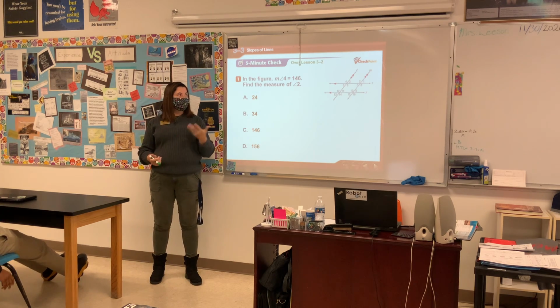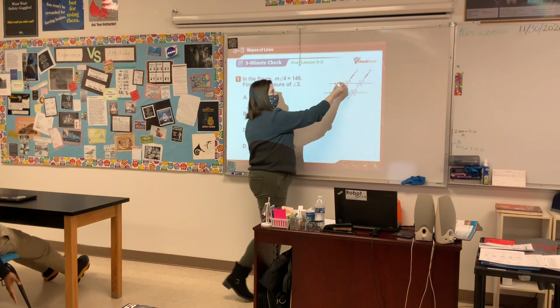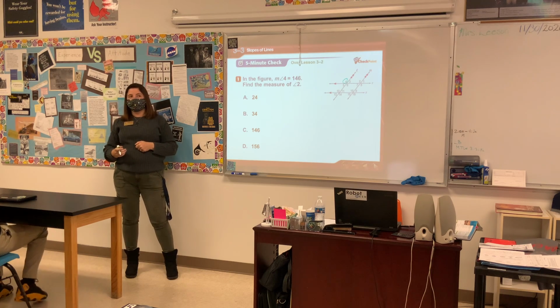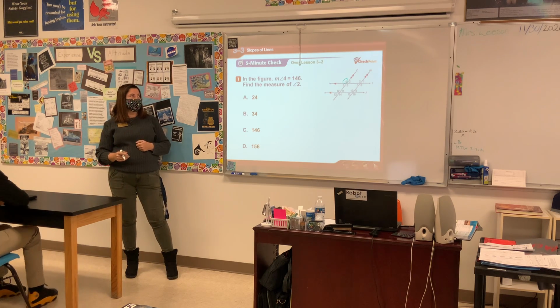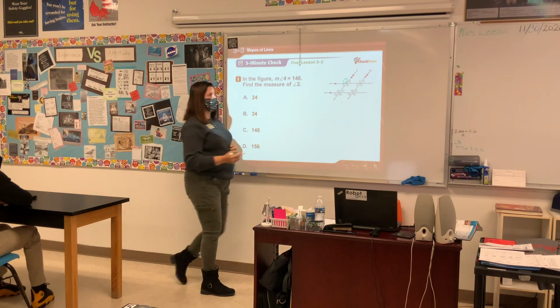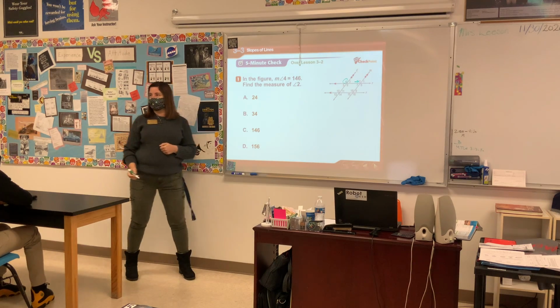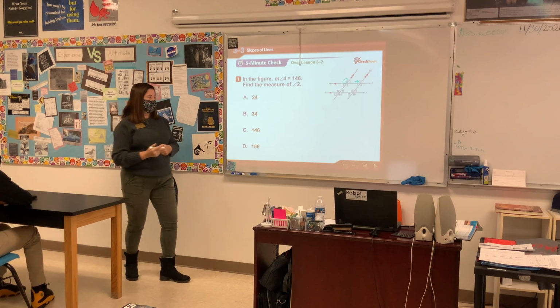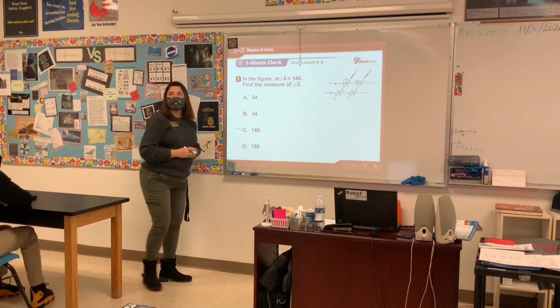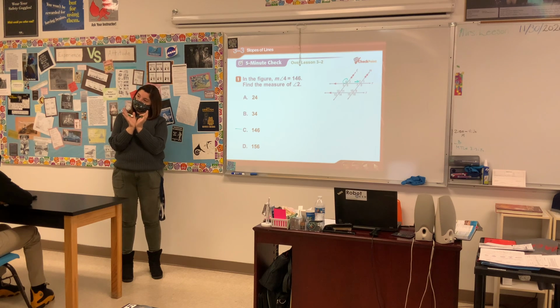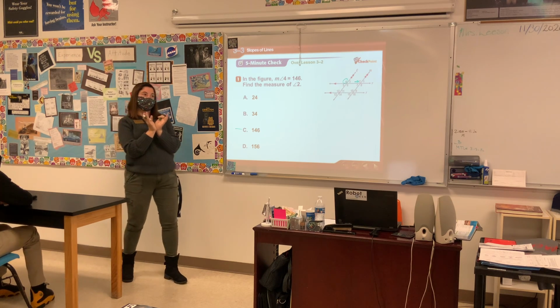So here it says that angle 4, which is this one right here, has a measure of 146 degrees. They want us to find the measure of angle 2. Do I know what it is? Yes. What is it, Nathan? 146. Why? Because they're not the same angle, they're on the same line, but they are congruent. They're congruent, yeah. Okay.